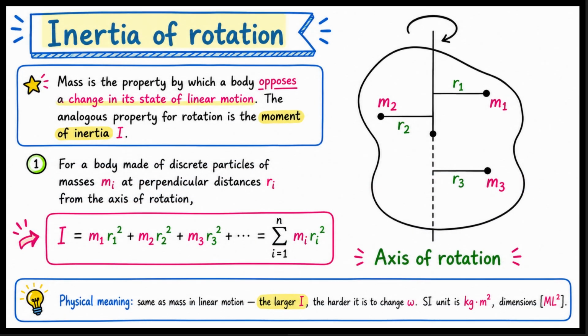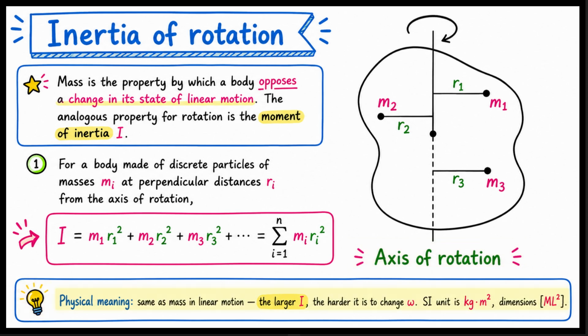Mass is the property by which a body opposes a change in its state of linear motion. The analogous property for rotation is the moment of inertia, written I, for a body made of discrete particles of masses mi at perpendicular distances ri from the axis of rotation. I is the sum of mi ri squared. The picture shows three point masses m1, m2, m3, sitting at horizontal distances r1, r2, r3 from a vertical axis of rotation, with a curved arrow indicating counterclockwise spin.